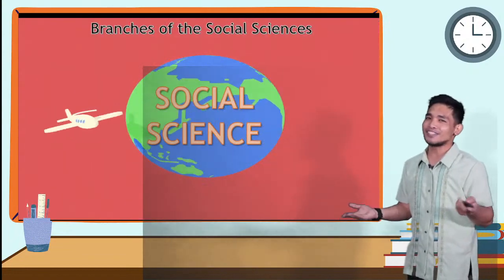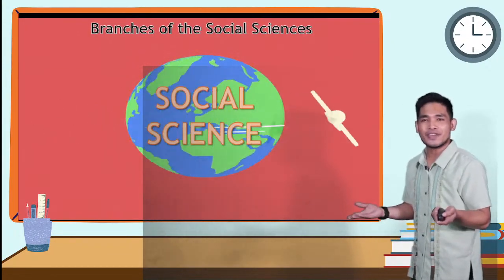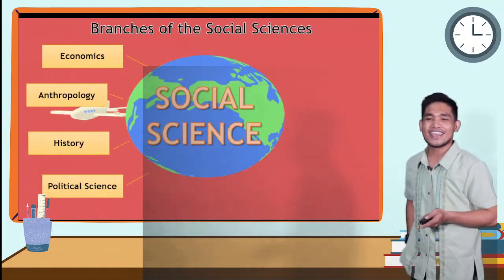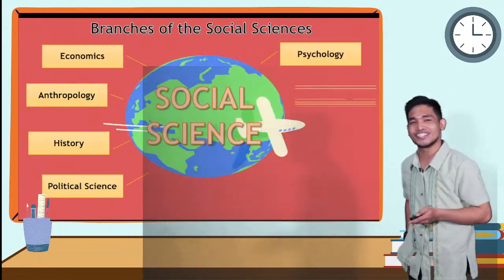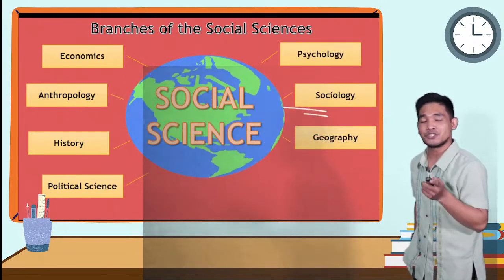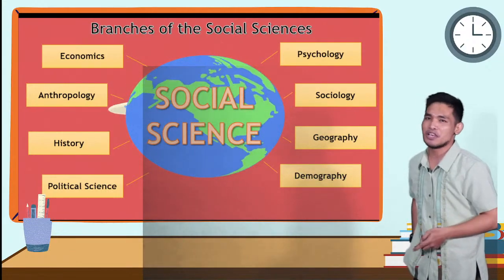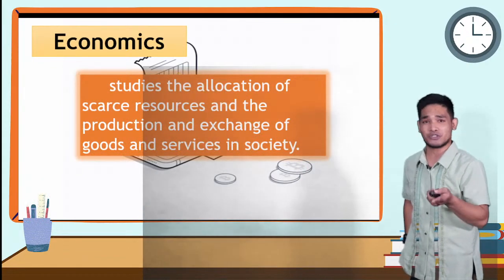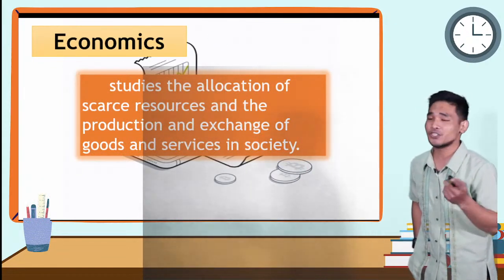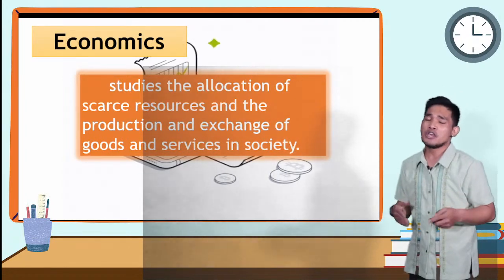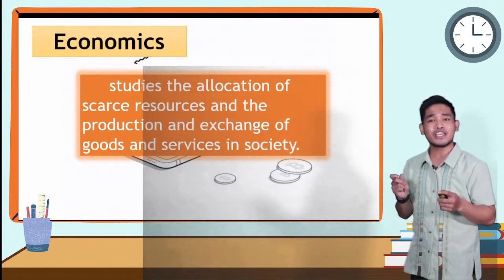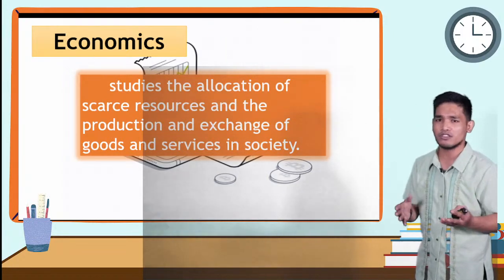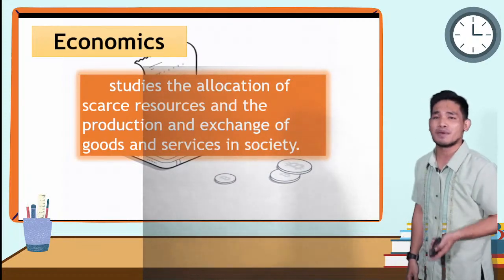So let's talk about the branches of social science. We have here economics, anthropology, history, political science, psychology, sociology, geography, and last is demography. So let's talk about economics. It studies the allocation of scarce resources and the production and exchange of goods and services in society. It is a social science concerned chiefly with the description and analysis of the production, distribution, and consumption of goods and services. That is all about economics.